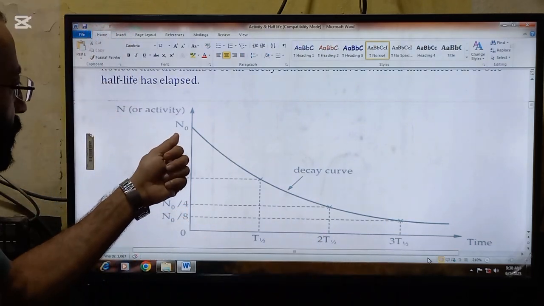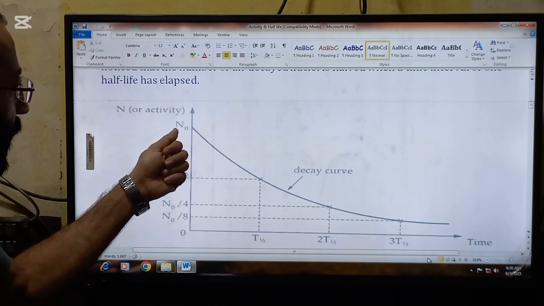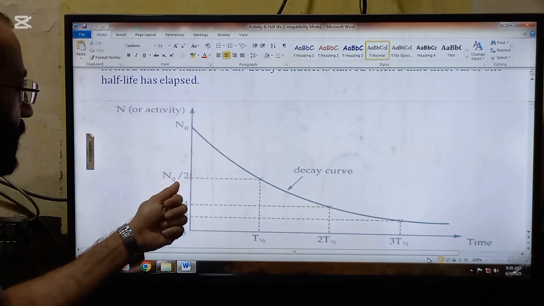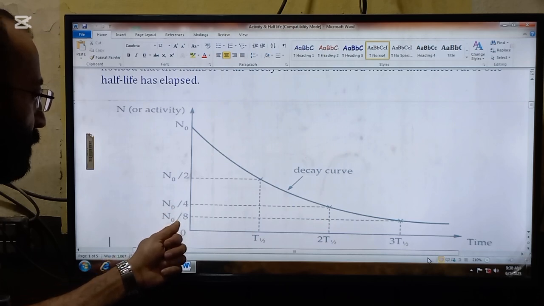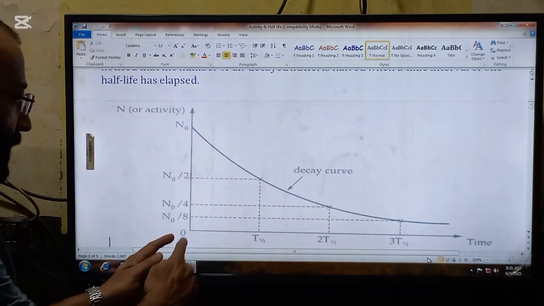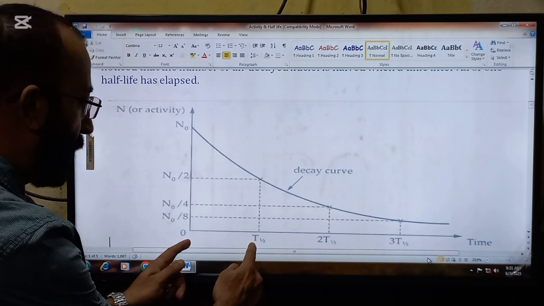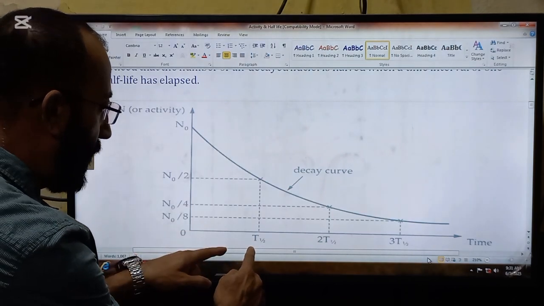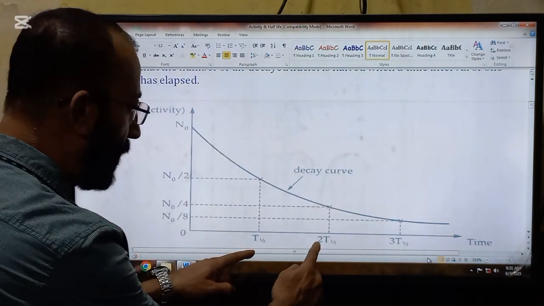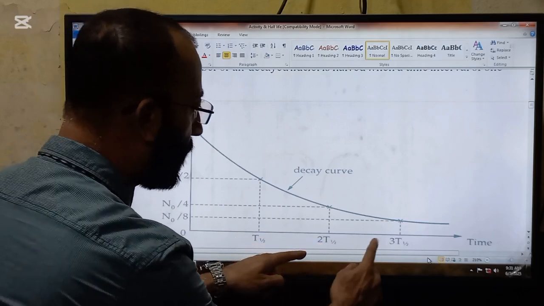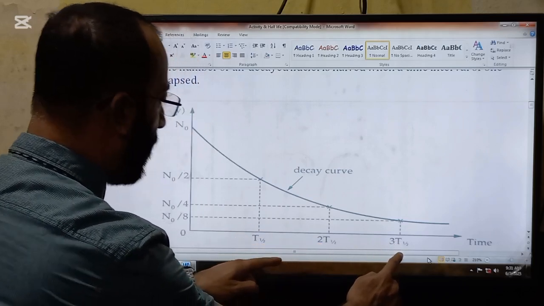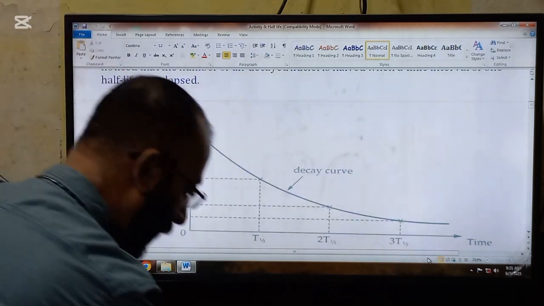Look now, this was the initial substance. So divided by 2 will make this, further divided by 2 will make this, further divided by 2 will make this. This is the first half-life, T 1 by 2. Add another T 1 by 2 will make 2T 1 by 2. Add another T 1 by 2 will make 3T 1 by 2. So this is the graph.